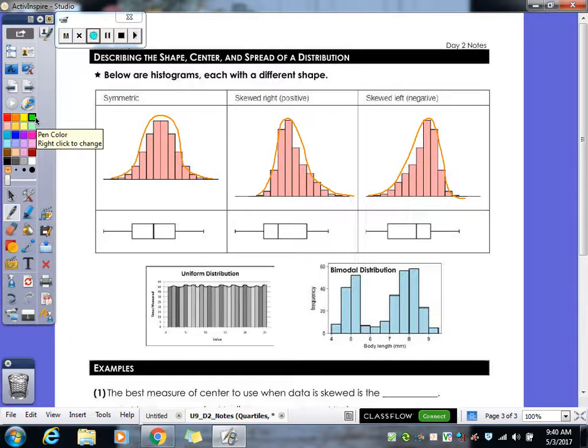So then if we look at this first one, we call this symmetric because if you were to draw a line right down the middle, doesn't it look almost exactly the same on either side? So this is what we call symmetric data. We also call this a normal distribution. This is what we consider normal. And then that curve that we just drew around our histogram, they refer to that as a bell curve. That is a perfect bell curve because your data is symmetrical.